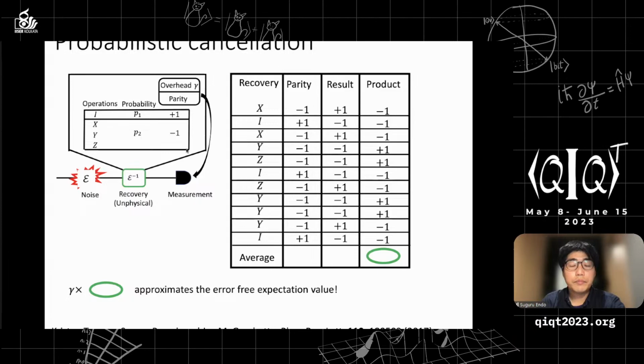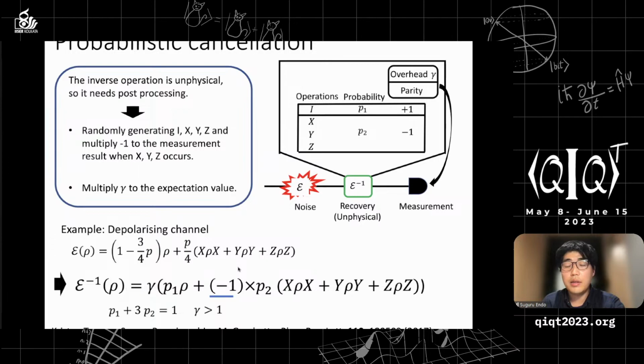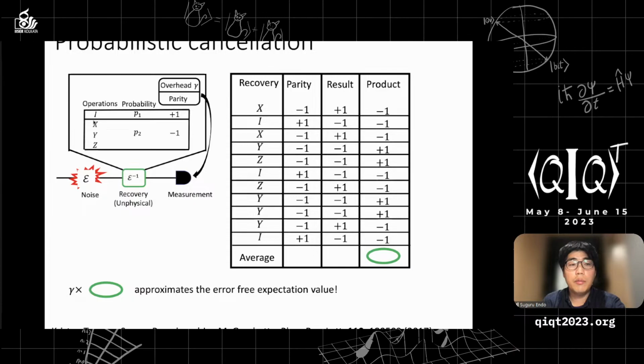The parity corresponds to the sign here. So the parity of the identity operation is plus one, and the parity of XYZ is minus one. We also store the parity information here, and we measure the results. We calculate the product of the parity and the result, and we store this. We repeat this procedure. Sometimes we apply X, I, X, Y, Z, randomly generating the recovery operations. And we make such a table, and we calculate the expectation value here.